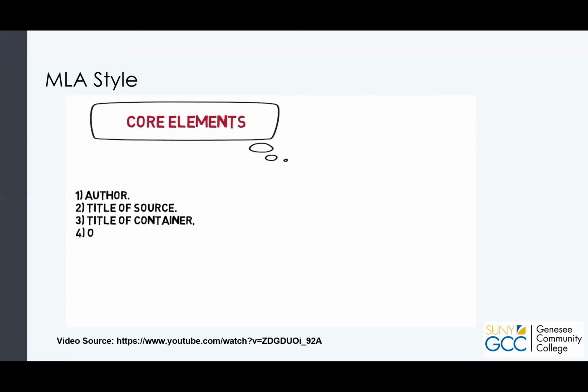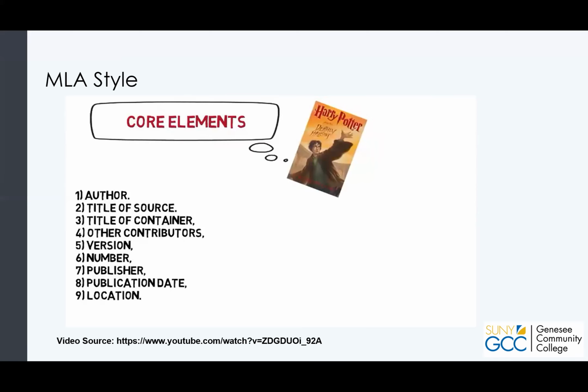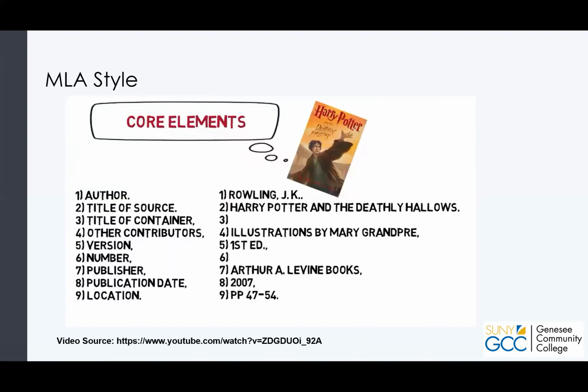When thinking about how to cite sources in MLA format, the first things to consider are the core elements of the source. The core elements are author, title of source, title of container, other contributors, version, number, publisher, publication date, and location. So for example, if I'm referencing Harry Potter and the Deathly Hallows, I can find the following core elements. Different kinds of sources contain different kinds of information.